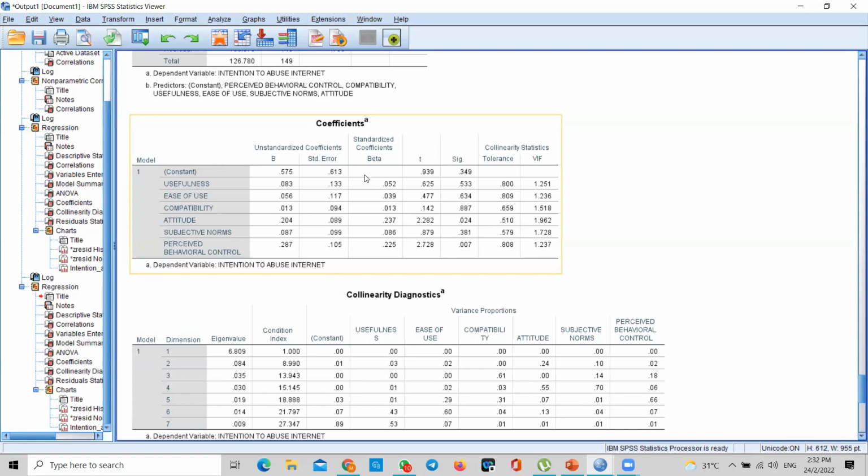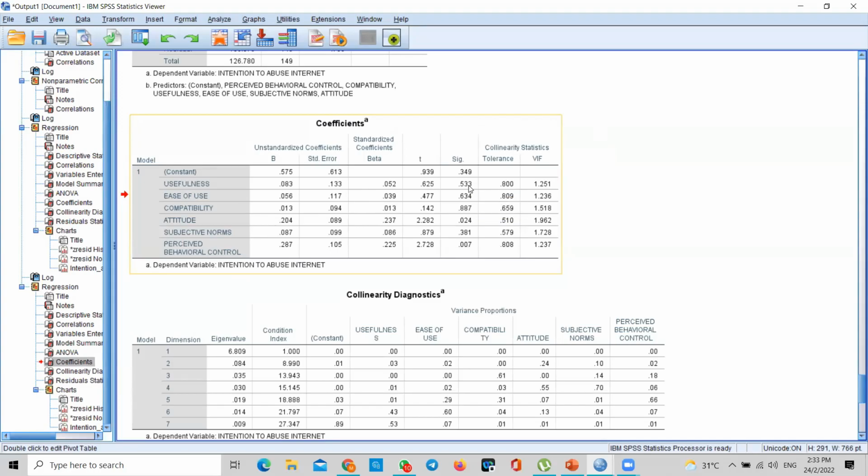Now, which one should you see first? The first one we look at is the significance level. This tells you whether it is significant or not. Your dependent variable is written down there, intention to use internet. That's why you don't see it inside the table. So for usefulness, you can see the significance level is 0.533. Can someone tell me, is it significant?